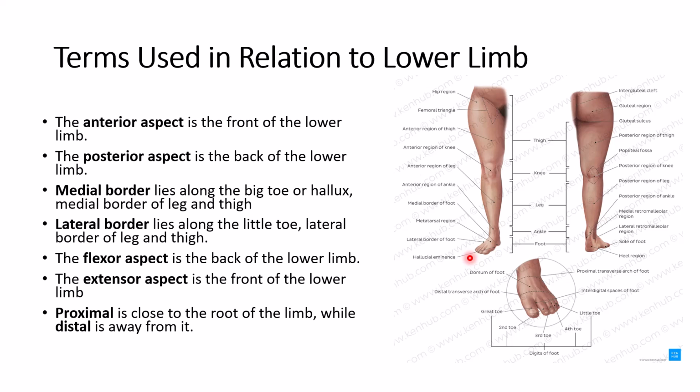Then the flexor aspect, as I have already told you, the flexor and extensor aspects are opposite to that in the upper limb. So the flexor aspect is the back. See here, this is the back of the lower limb. All these are the flexor muscles, and the extensor muscles are on the front of the lower limb. Proximal will be closer to the root of the lower limb, and the distal will be away from the root of the lower limb, that will be the distal part.